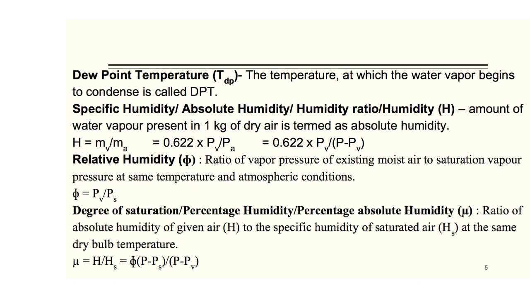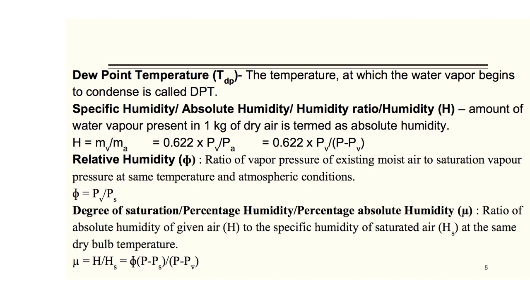Next psychrometric property is specific humidity. It is nothing but the amount of water vapor present in 1 kg of dry air, termed as absolute humidity or humidity ratio. So I call it the moisture content of moist air on dry basis, right? It is similar to moisture content on dry basis. It is formulated as mv divided by ma, where mv is the mass of water vapor and ma is the mass of dry air.